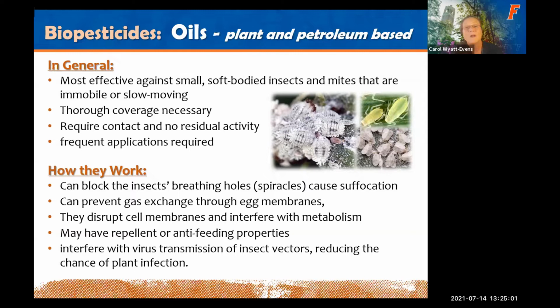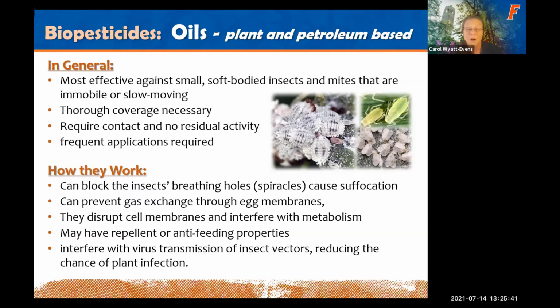But how they work: when you spray them on the insect, they can block that insect's breathing holes. The thing about insects is they don't have noses like us. Along the edges of the insect is where they have their breathing spiracles. So they breathe through the sides of their bodies. When you spray that oil onto them, basically it covers them and smothers them. But oil can also prevent gas exchange through egg membranes. So you can also control eggs with oils. This is a great thing because eggs are normally really difficult to control with conventional chemicals.